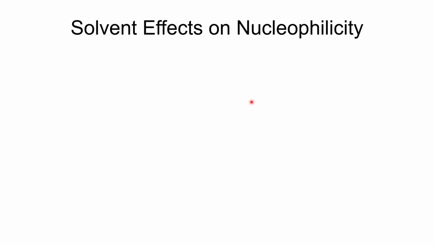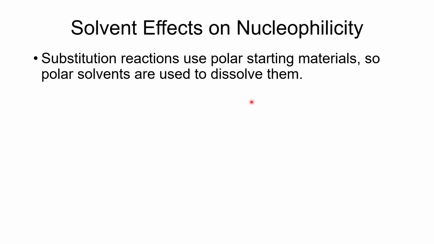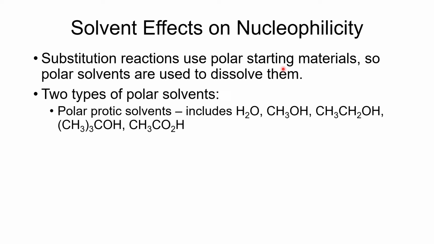All right, so now we want to look at solvent effects. Substitution reactions use polar starting materials, so we need polar solvents to make them dissolve. However, there are 2 different kinds of polar solvents that we will be looking at. The first is polar protic solvents. These are solvents that are polar but are capable of hydrogen bonding. Examples include water, methanol, ethanol, tert-butanol, and acetic acid. These are all examples of polar protic solvents.